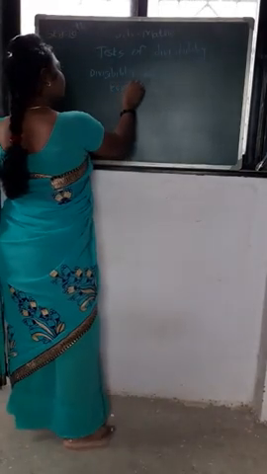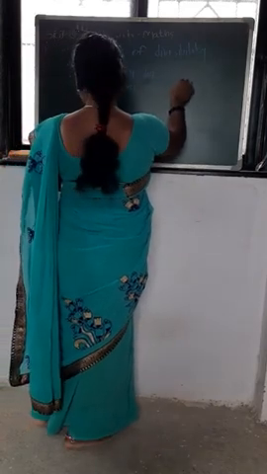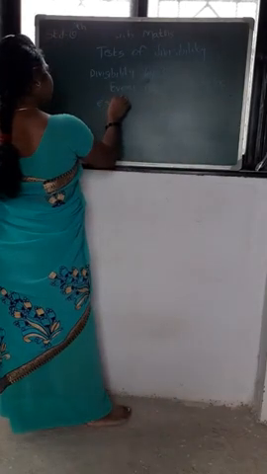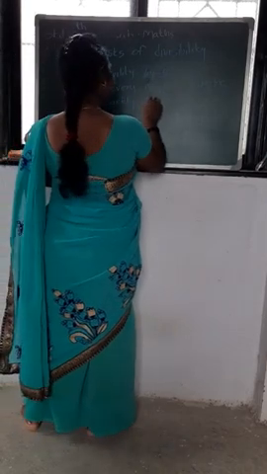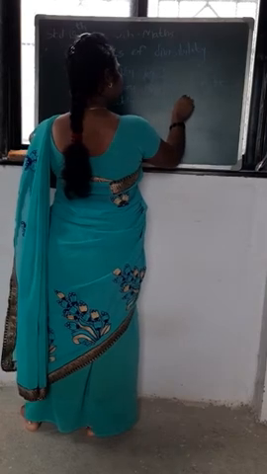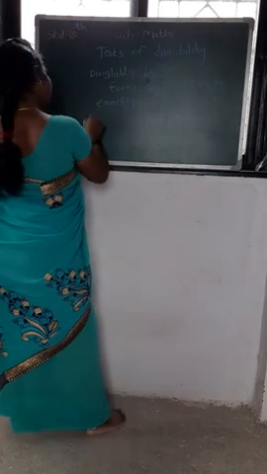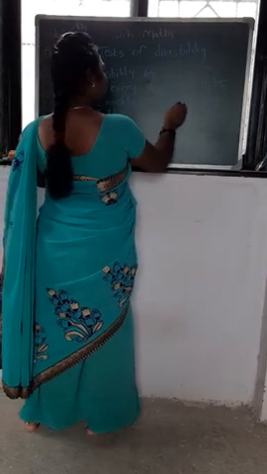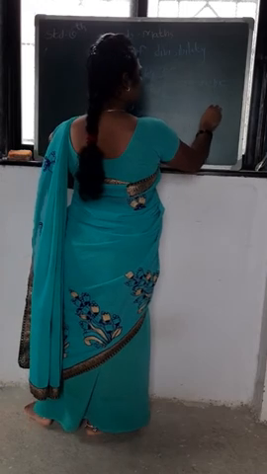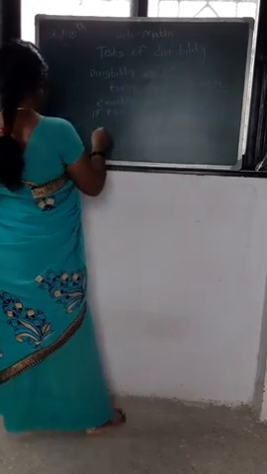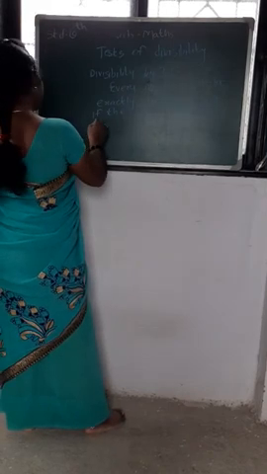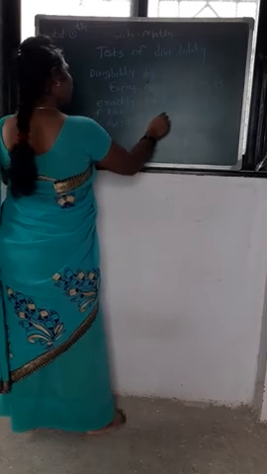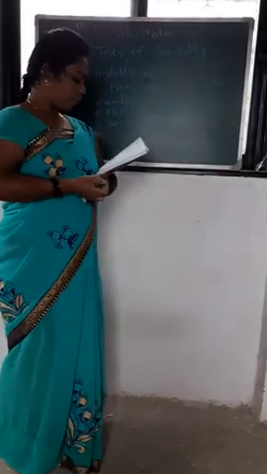Every number can be exactly divisible by 3 if the sum of its digits is divisible by 3. Sum of its digits is divisible by 3.